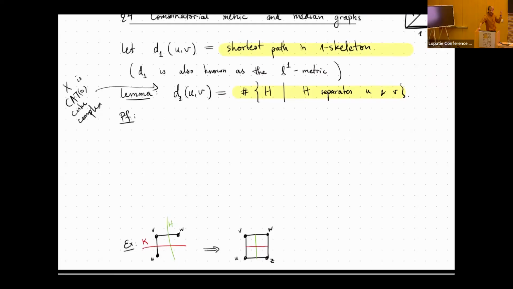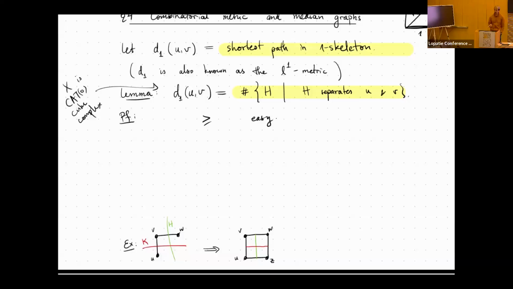So there's one inequality that's easy. You at least have to cross all the hyperplanes that separate u and v when you go from u to v, right? So this inequality is obvious, very easy. Do we all see that? It's usually the difficult inequality when you're measuring distances, but here it's easy. You have to cross all hyperplanes that separate u and v. Okay, what about the other one?